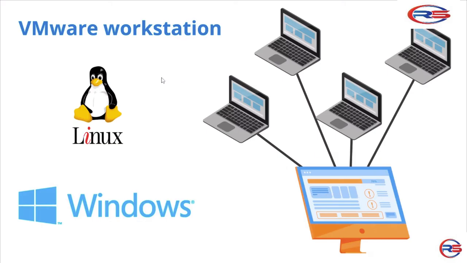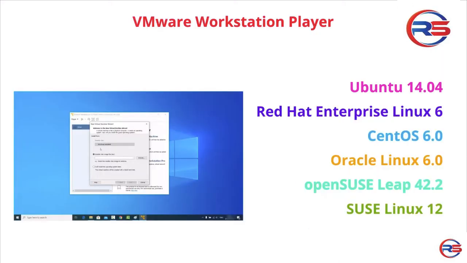VMware Workstation is Linux based, and examples we can see are Ubuntu, Red Hat Enterprise Linux, CentOS, Oracle Linux, openSUSE Leap, and SUSE Linux 12. These are all examples of VMware Workstation.